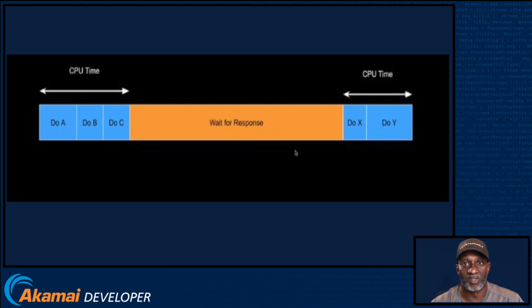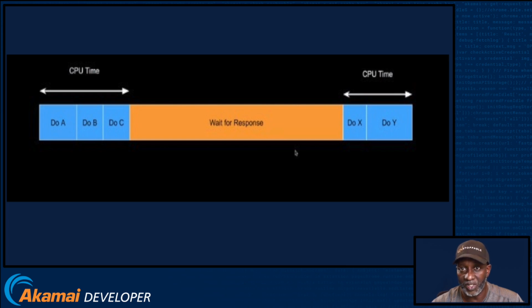Let's say we have an EdgeWorker that does several actions, in this case A, B, and C. It then fires a request and waits for a response to come back. When the response comes back, it does two additional things, X and Y. There are two timeouts here that we need to be aware of.